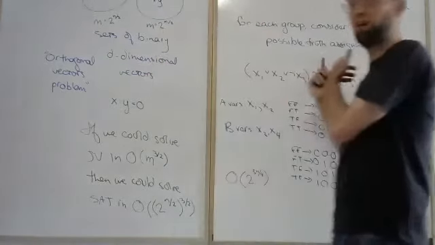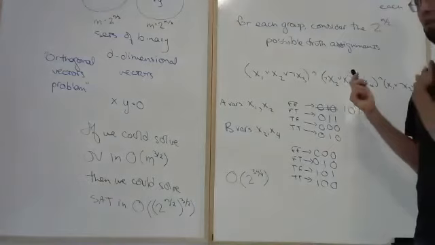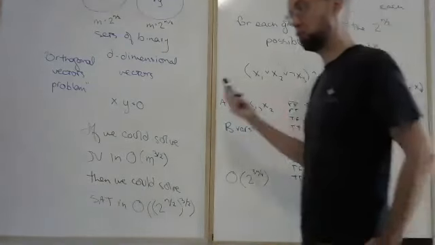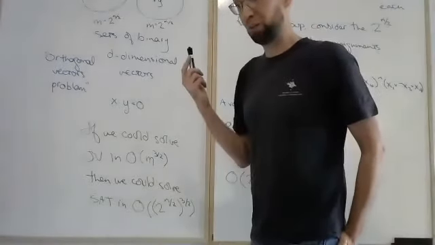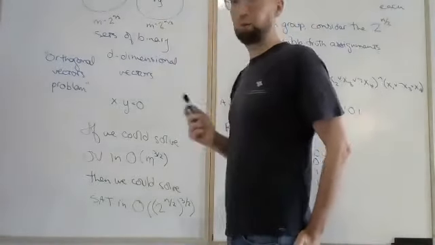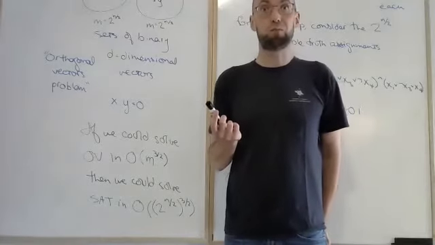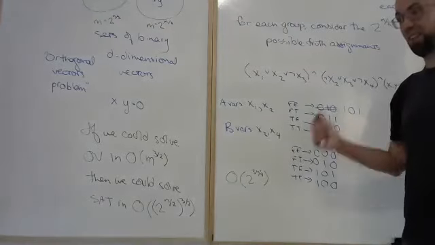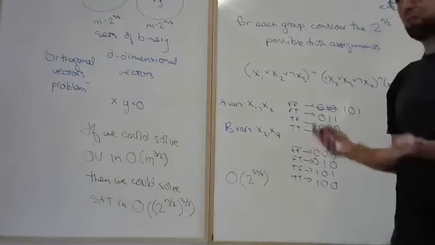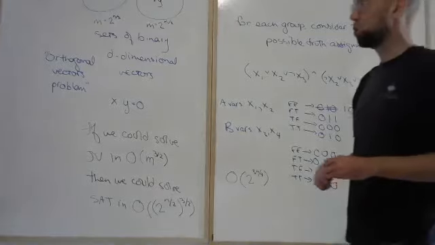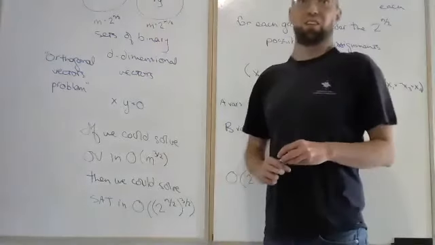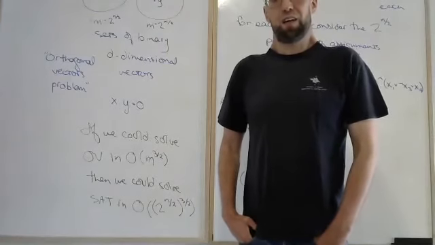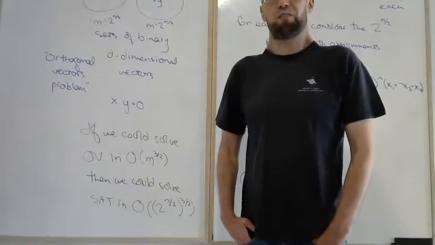You can reduce problems for which we don't have solutions that are better than 2 to the n. You can reduce them, but not in polynomial time, to problems for which we have quadratic time solutions. And so, because we think that SAT takes time at least about 2 to the n, we think that orthogonal vectors doesn't have a solution that's much better than quadratic time.